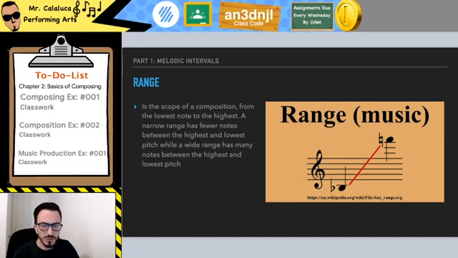A narrow range has few notes in between each other, and a larger range has a lot of notes in between each other, okay? Sometimes a large range might sound cool, going from a really low note to a really high note, but sometimes that's not the best, okay? Sometimes it's good to fall in the middle, a medium range. In general, you should try to stick to a medium range, but sometimes we can go outside of that, and it's up to you.